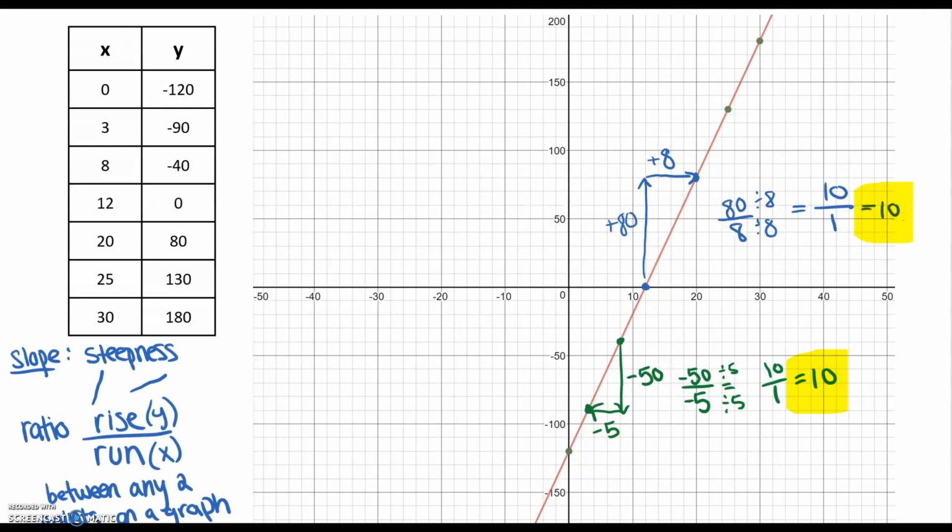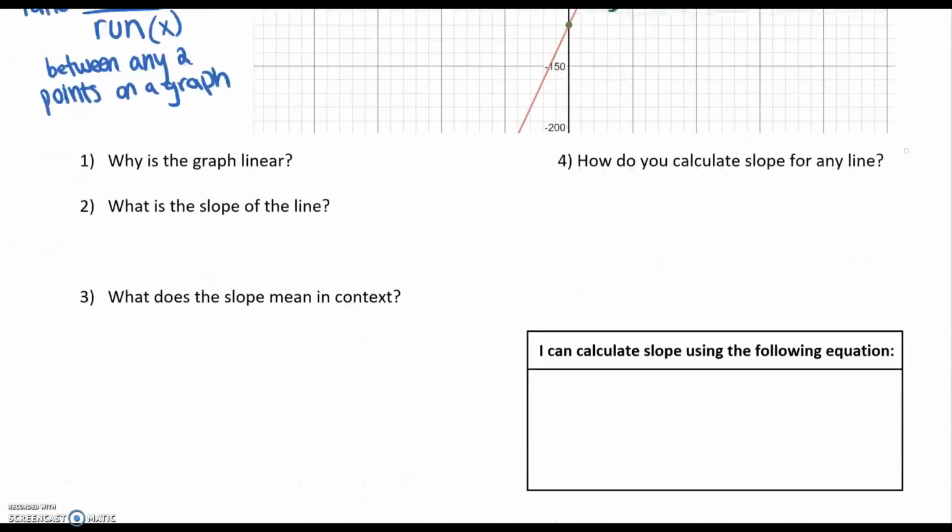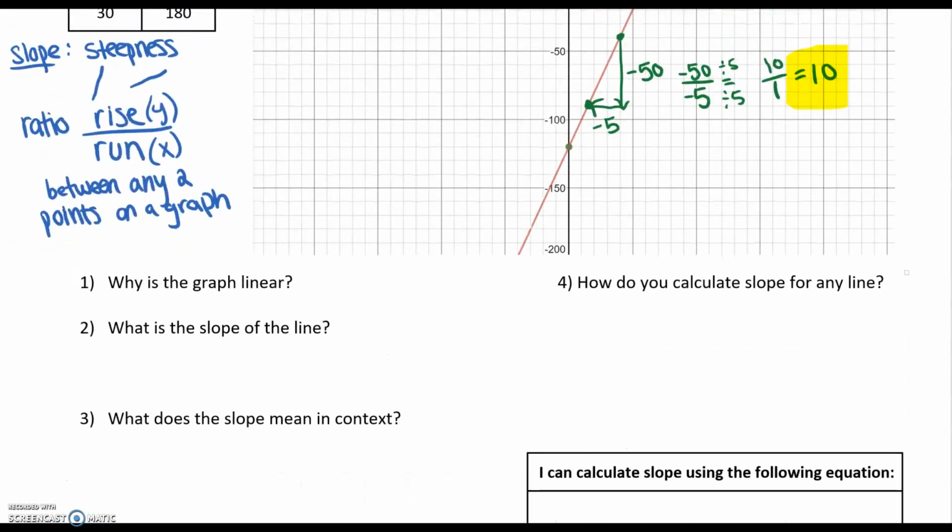And that's actually what makes this data linear. Okay, a linear relationship has a constant rate of change. So the way you increase here or you incline here is the same to here, is the same to here, so on and so forth. Okay, constant rate of change means a constant slope. So any 2 points you pick on the graph, the slope should be 10. Which answers our first question, why is the graph linear? Okay, and to answer our second question, what is the slope of the line? Well, the slope of the line is 10. You can also write it as 10 over 1.